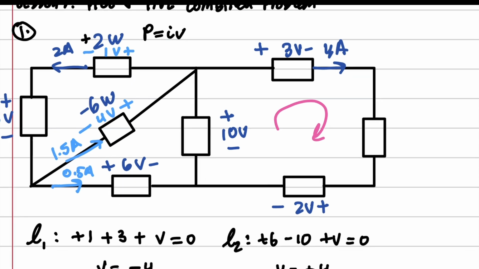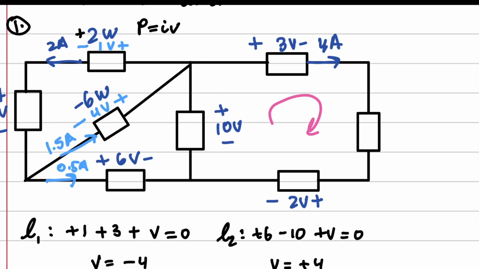So then that means we have 0.5 amps going in this way, and we have 4 amps going this way. So then that means we must have 4.5 amps going up that way. Okay?